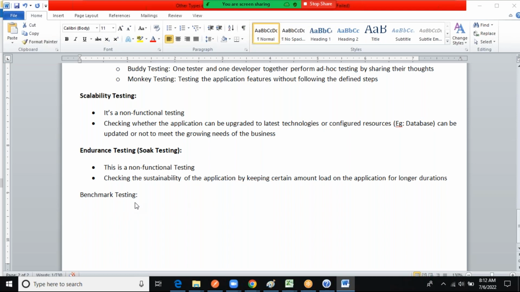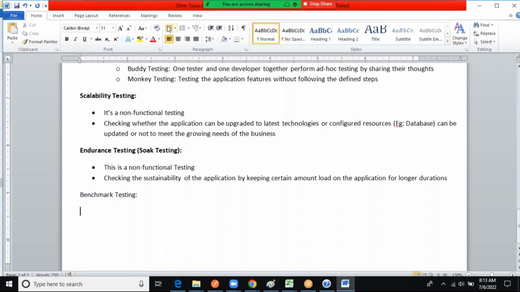You'll be keeping some benchmarks and reference, and then you will be checking according to that. You will already preset your requirement: I need this much speed when I'm doing this much, keeping the benchmark and then checking the application performance.